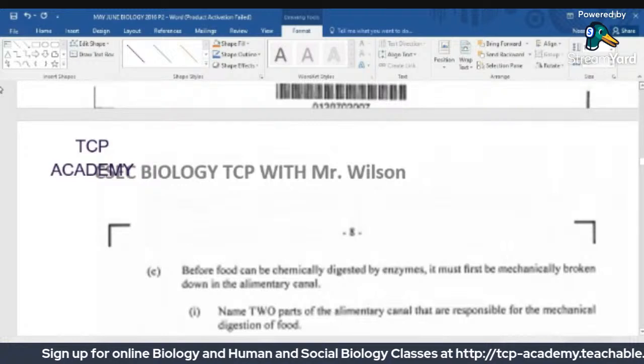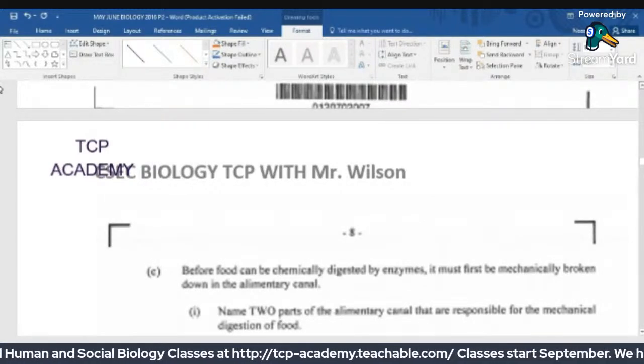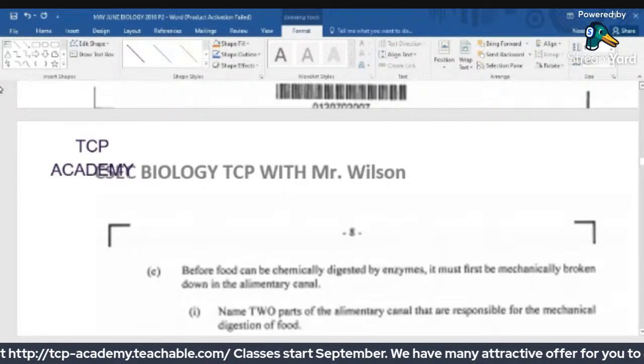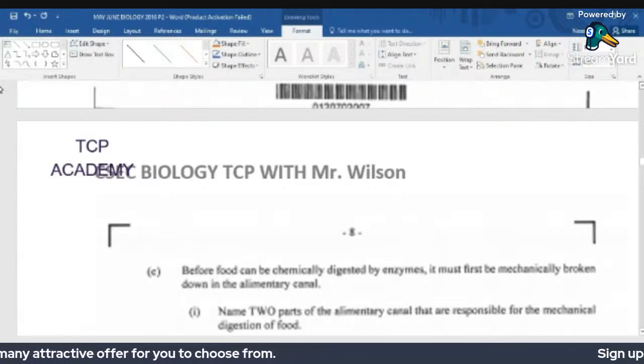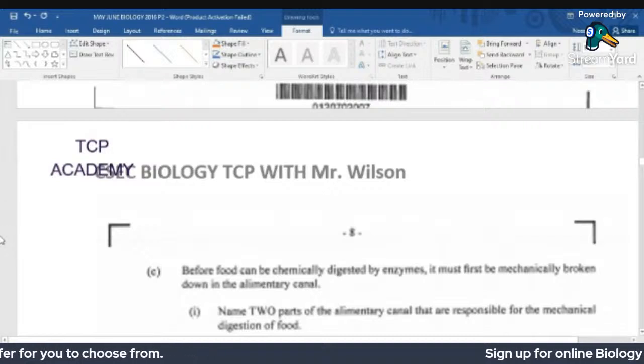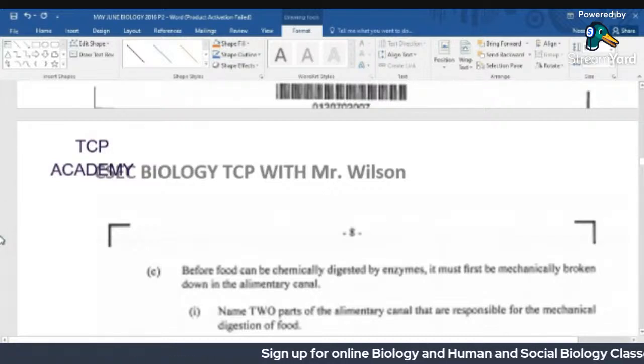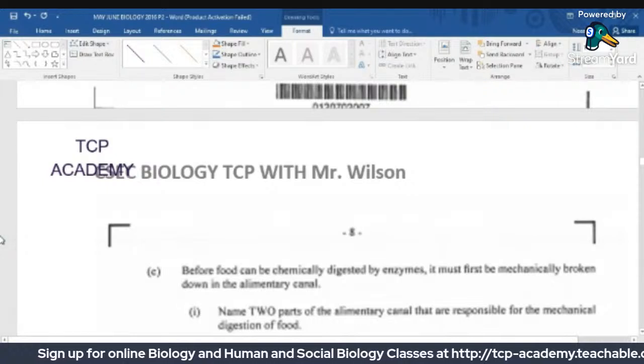Before food can be chemically digested by enzyme, it must first be mechanically broken down in the alimentary canal. Now here you're supposed to name 2 parts of the alimentary canal that are responsible for the mechanical digestion of the food. Now 2 parts, most persons will pop up very quickly. One, they're going to talk about the mouth and the teeth, and they're going to talk about the stomach, as the stomach is doing churning.